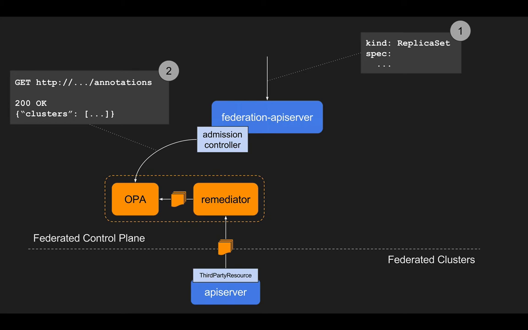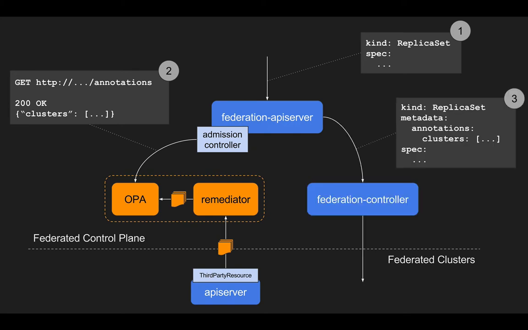In this case, when a replica set is created, the query result contains the desired values for the replica set preferences annotation. This way, the admission controller can update the replica set's annotations and the rest of the process proceeds normally.